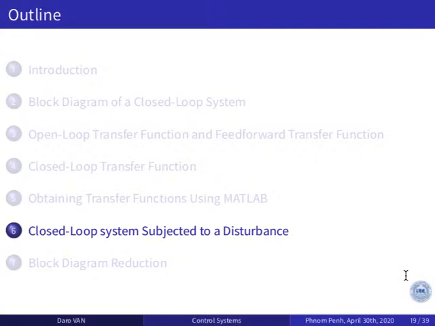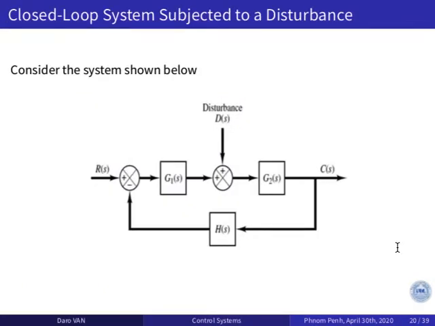So in this section we will be discussing the closed loop system subjected to a disturbance. Let's consider the system shown in this figure. We have the reference signal, we have the output. H(s) can be considered as a sensor, G1(s) can be considered as a controller, G2(s) can be considered as a plant, and there's a disturbance.